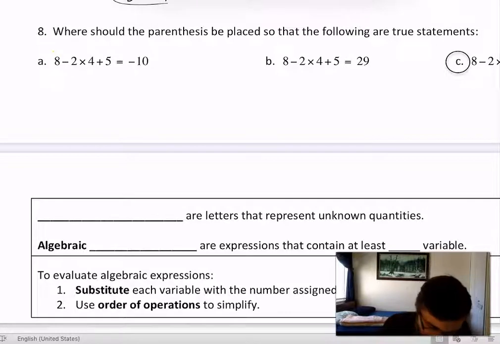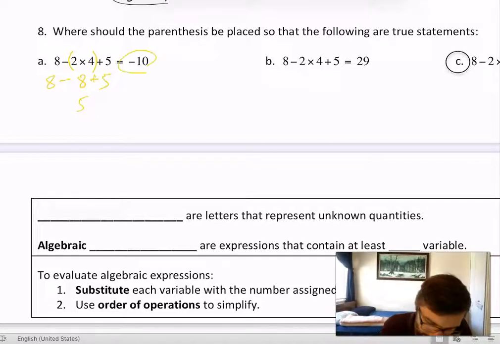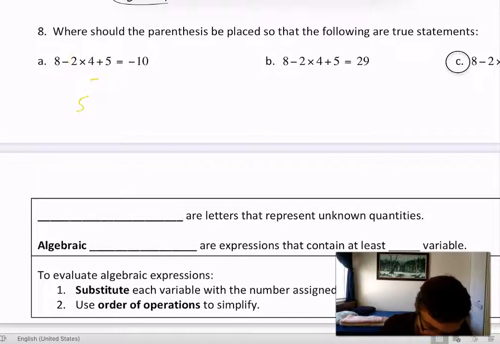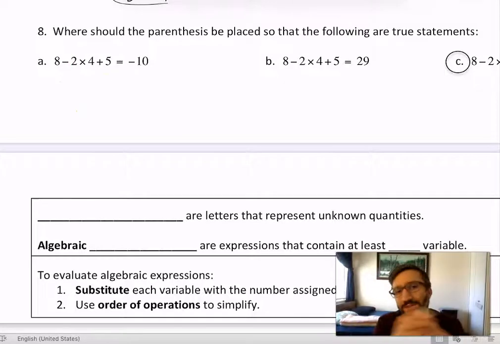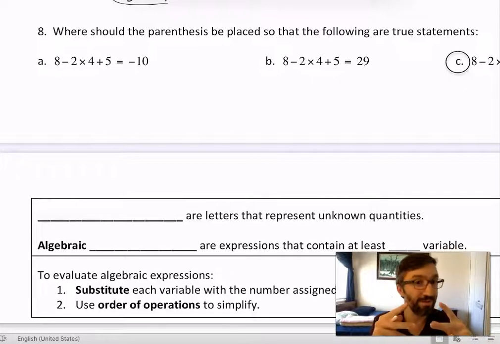Let's see. How about we try here. That would be 8, so 8 minus 8 plus 5. That would be 5. That's not -10, so that didn't work. How about you pause the video and see if you can figure out where the parentheses or two pairs of parentheses go for A and B.